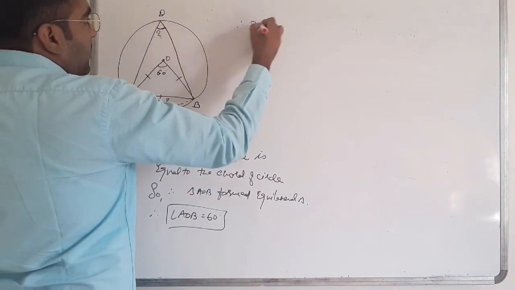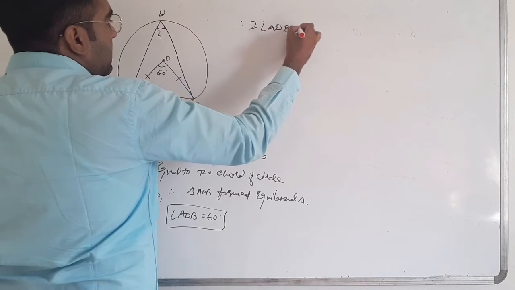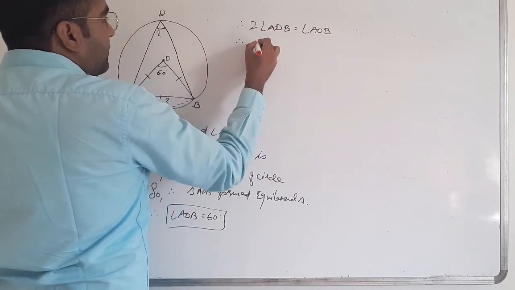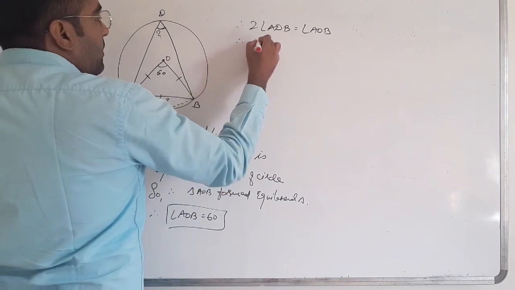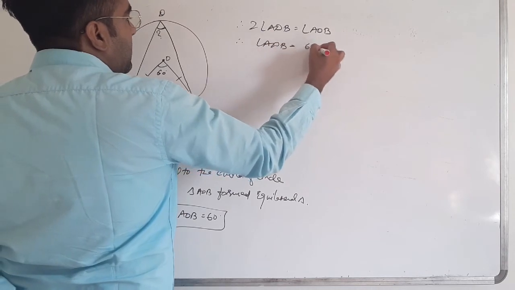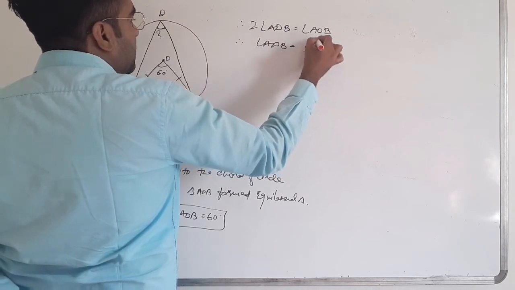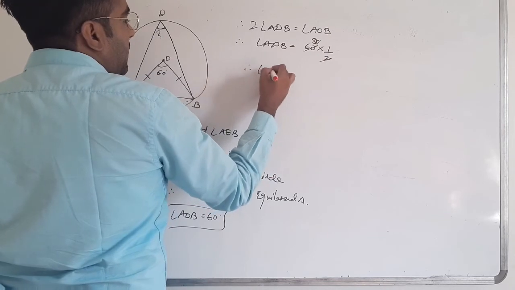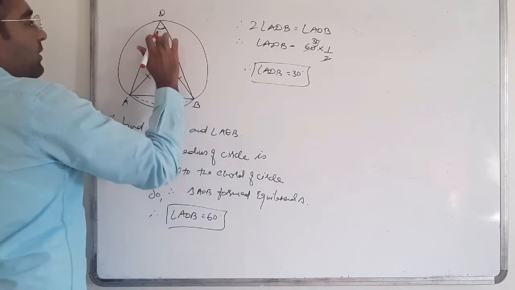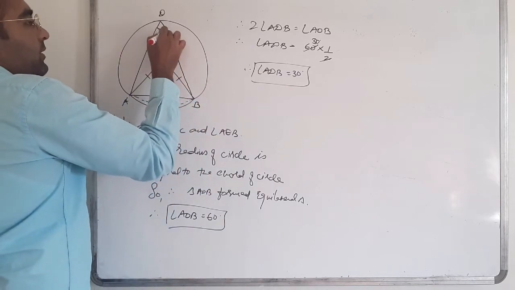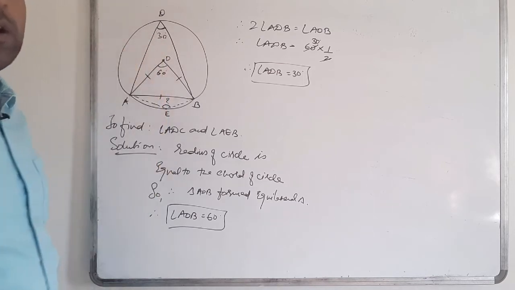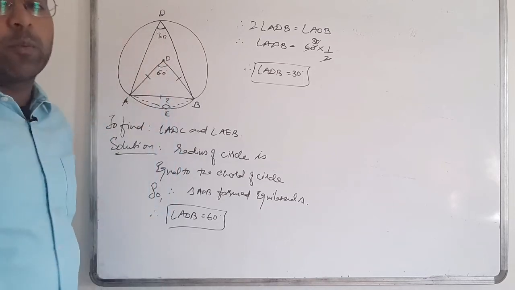So therefore, 2 times angle ADB is equal to angle AOB. Therefore, angle ADB is 60 degrees times 1 half, that is 30 degrees. So therefore, angle ADB is equal to 30 degrees. Clear that? Here my angle is forming 30 degrees, because at the center we know that it's double the angle from the other point.